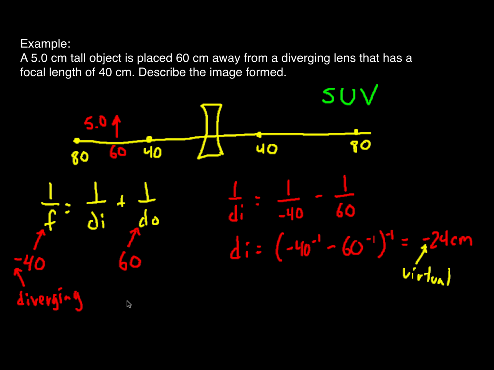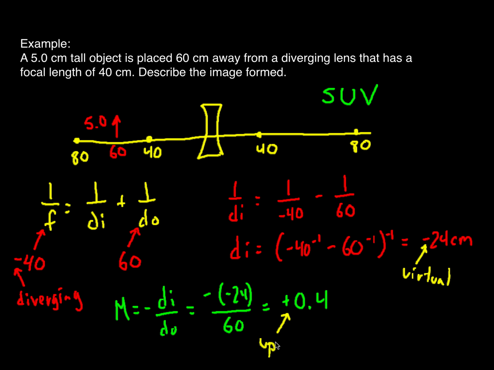Next, we calculate the magnification. Magnification is equal to negative DI over DO. This is negative of negative 24 divided by 60. This gives us a magnification equal to positive 0.4. The positive tells us that our image is upright. The 0.4 is smaller than 1, so we know that it's a smaller image than the actual object. So it's smaller, upright, and virtual.